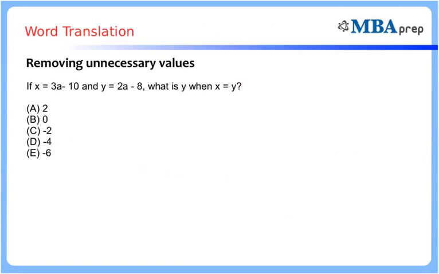Sometimes you have an unnecessary value to connect things. So x is 3a minus 10, and y is twice a minus 8. What is y when x equals y? That's the equality, so they are equal, supposedly.